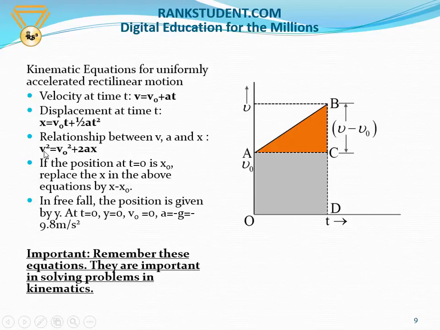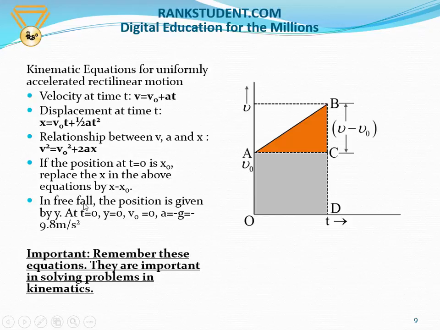The relationship between v and v0 is v squared equals v0 squared plus 2ax. Now if the position of the particle at time t equals 0 is x0, all we do is in the above equation substitute x minus x0 for x.